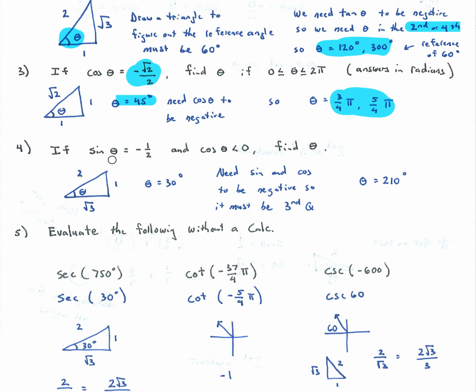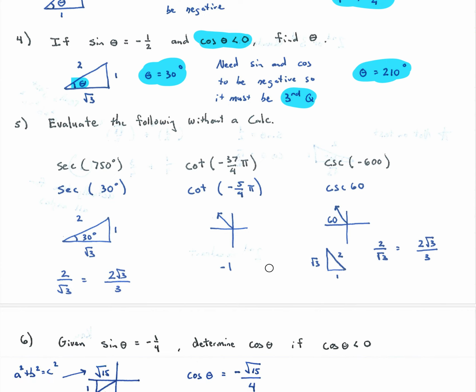Okay, sine of theta is negative 1/2. Just focus on the half. Sine of 1/2 means this angle must be the 30-degree angle, if we're taking sine and doing opposite over hypotenuse. So we know the angle is 30 degrees. We know sine is negative. And we know we want cosine to be negative. Well, the only one is then in the third quadrant. The third quadrant has a negative sine and a negative cosine, and we need a reference angle of 30. So that tells us our angle must be 210 degrees.